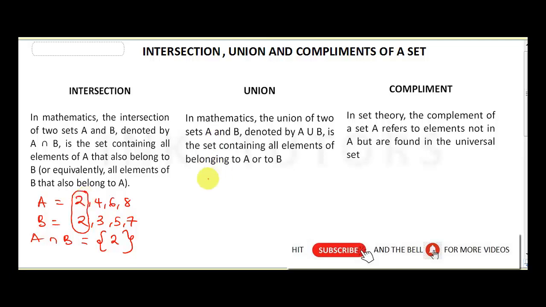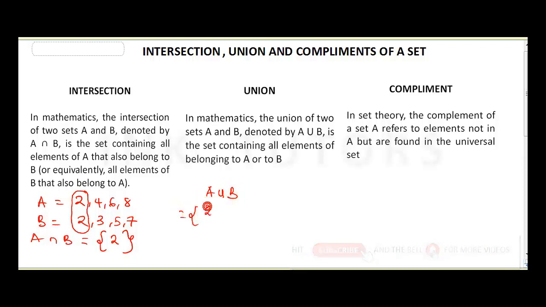So for instance, we still use the same example. If we were to say A union B, from our example, A union B is going to be 2 can be found, 3 can be found. So 3 is coming from B, 4 is coming from A, 5 is coming from B, 6 is coming from A, 7 and 8. Considering that A is 2, 4, 6, 8 and B is 2, 3, 5, 7, A union B is going to be 2, 3, 4, 5, 6, 7 and 8. And notice the 2 we have, we cannot repeat the 2 twice because 2 is just one element.